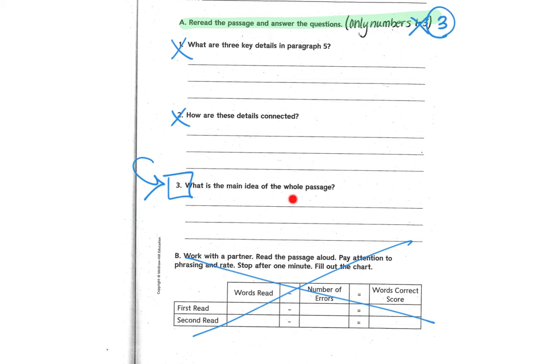What is the main idea of the whole passage? And boys and girls, when we talk about main idea, we're talking about what is the passage mainly about. You can also cross out part B because you will not be doing anything with part B. Please be sure to go back into the story and find out what is the main idea of the whole passage. So make sure you've read the story carefully.